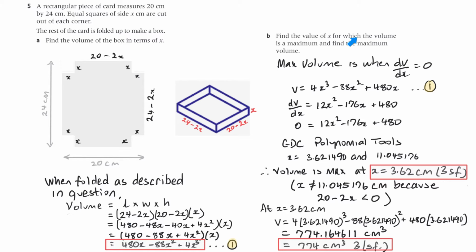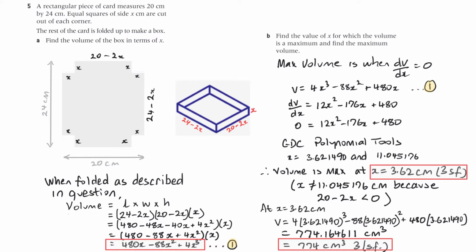B, find the value of x for which the volume is a maximum, and find the maximum volume. Well, the maximum volume is when dV dx equals 0. The volume is this. Okay, we determined that in A. The derivative of that is this. We equate it to 0, and we solve for x. I use the GDC polynomial tools, and I got 2 answers for x. So the volume is a max at that.